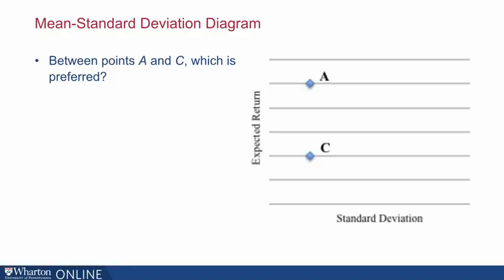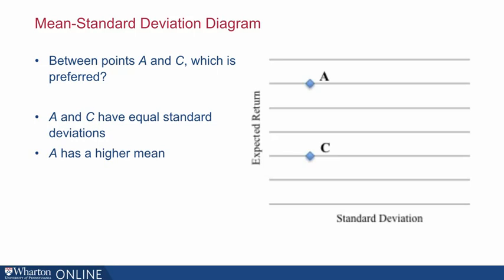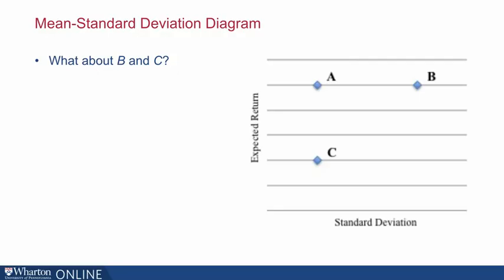Now consider A and C. A and C are on the same vertical line, but on different horizontal lines. This means A and C have the same standard deviation, namely the same level of risk, but A has a higher expected return. So A dominates C. Again, we don't need to know anything about investor preferences other than what we specified to say that every investor is going to prefer A to C.